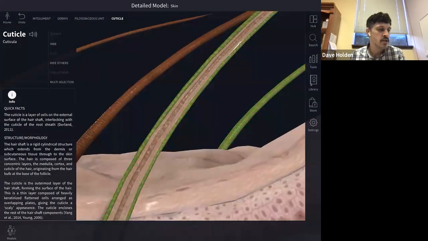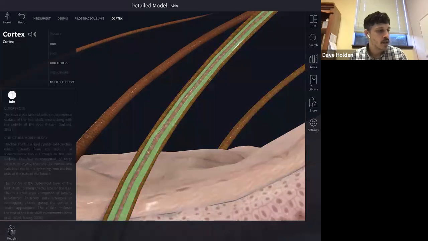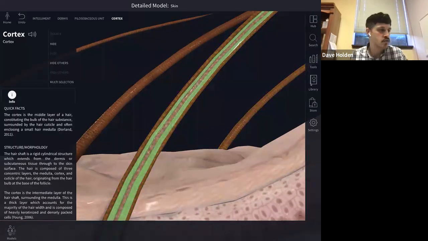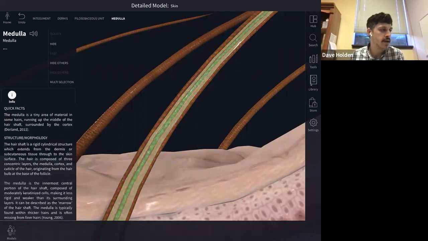But when we zoom in, you see the cuticle is just the outer layer. There's more to the hair that's going on. The cortex is the central portion. And then right in the center, you have the medulla. And there we have that pair of words that we see over and over again, cortex and medulla. And as always, the medulla is in the middle. The cortex is the wrapping around the medulla.